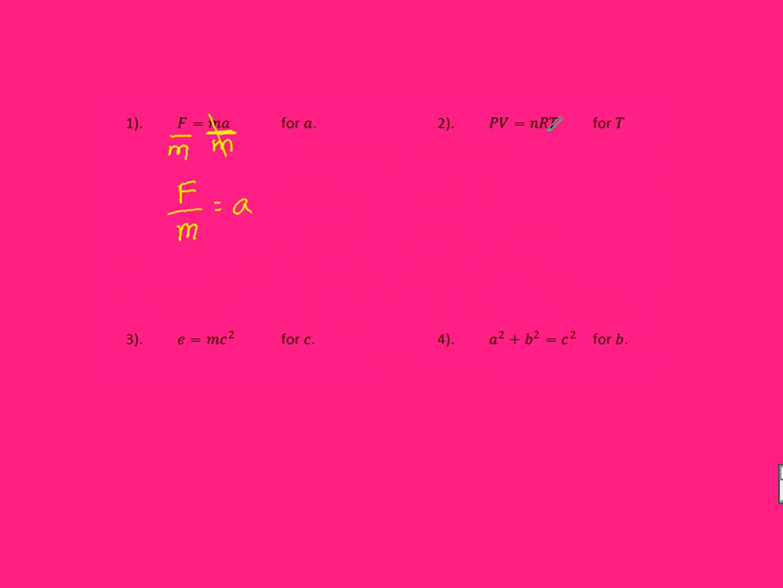In this one, I need to get T by itself. It's attached to both R and N. So I need to divide by both R and N. And again, whatever I do on one side, I need to do the other. So those cancel each other out. I'm left with just T on the right, PB over NR as my answer.